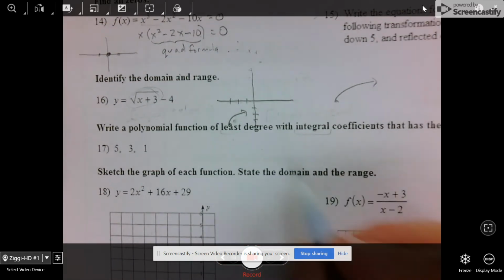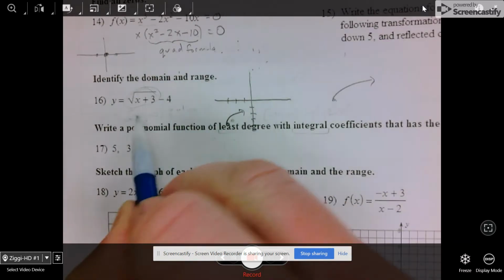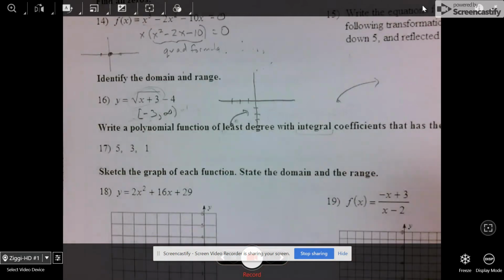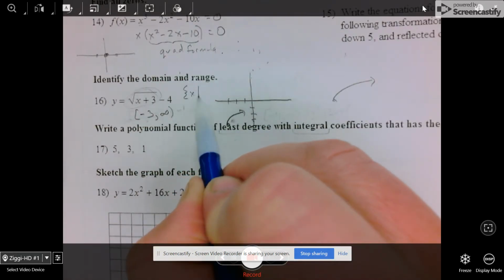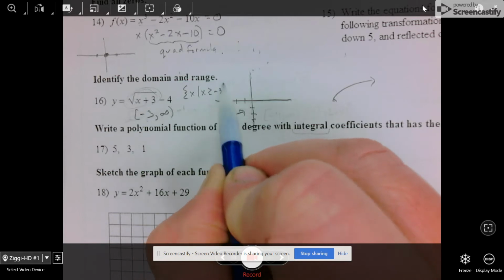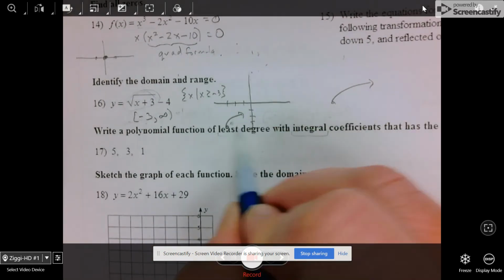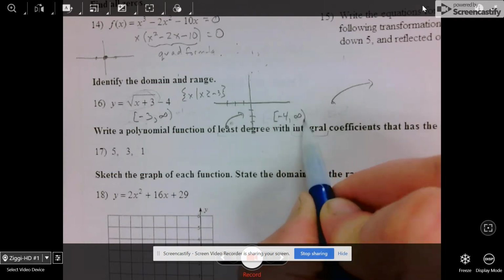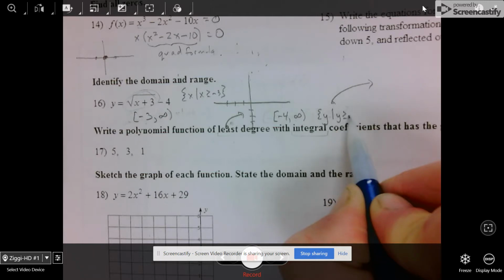So that gives me the domain. Domain is left to right, all the x's. So I know my smallest value is -3 to infinity. You can write it that way. This is the same notation: x is greater than or equal to -3. And then the y value, the smallest value is -4, and the biggest value is infinity. Set builder would be like this.